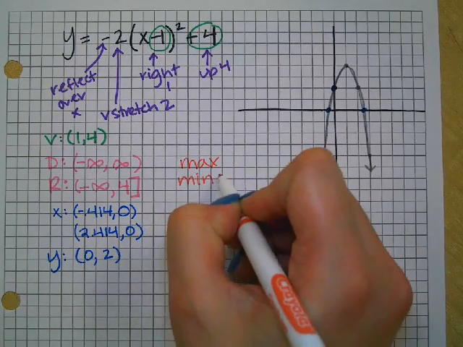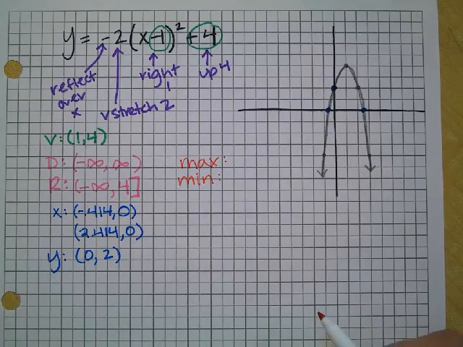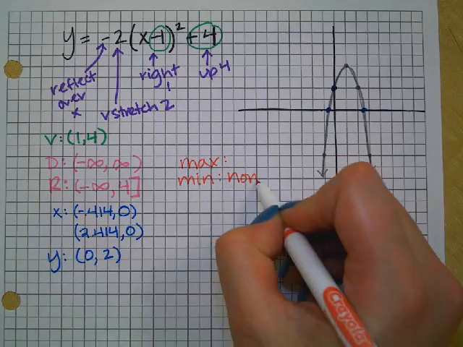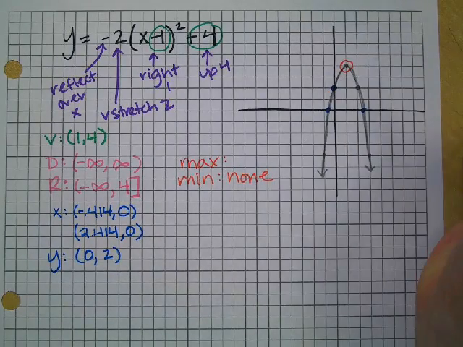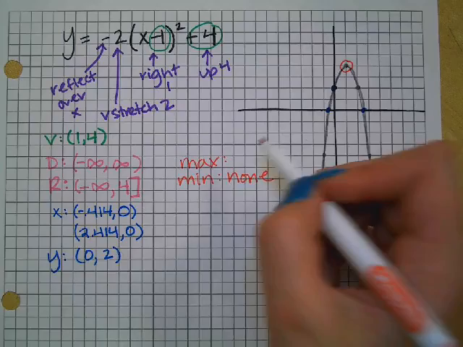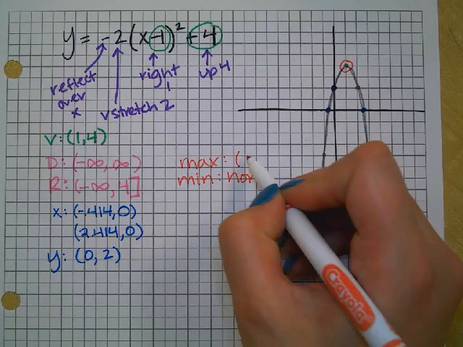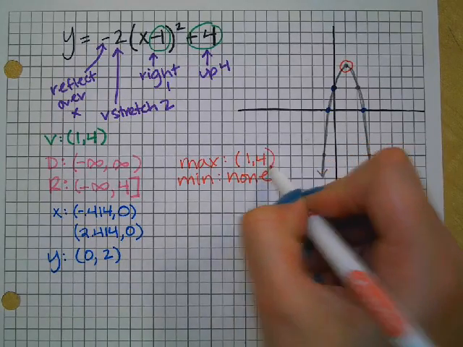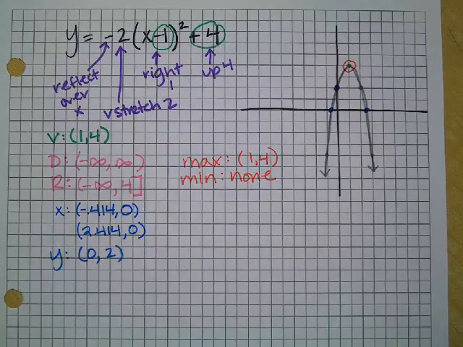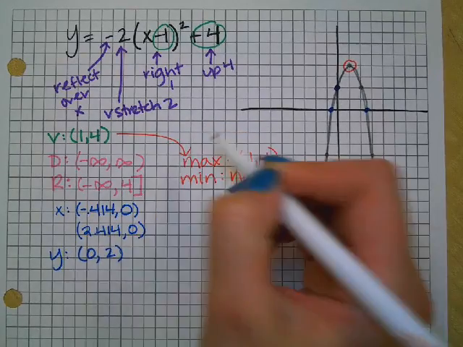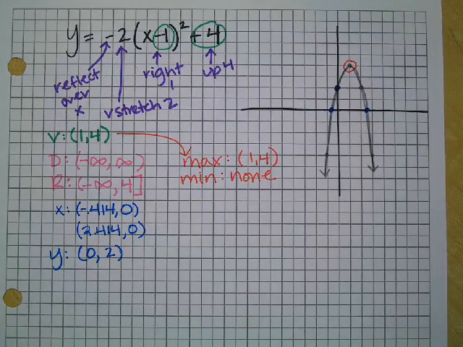What do we notice about this graph? There's no minimum, none. It just goes down forever. And then what's the maximum? And we write it like a point, so what's the point? Close. 1, 1, 4. Okay. So the vertex is the maximum. So just like when we did the absolute value graphs, the vertex is going to be the max or the min, not both. It's going to be one or the other.